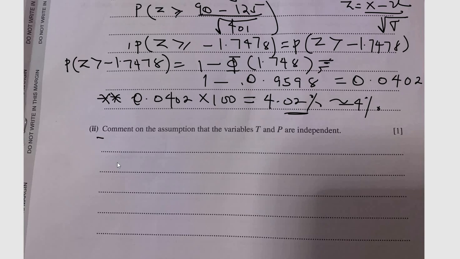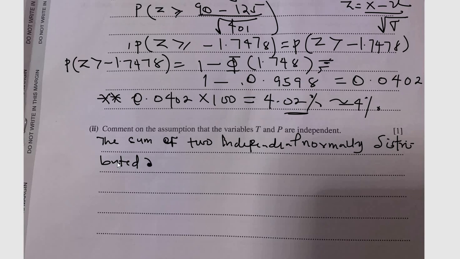Okay, assumption. This is what I think they're trying to say. The sum of two independent normally distributed random variables is normal. Yeah, the sum of T and P.